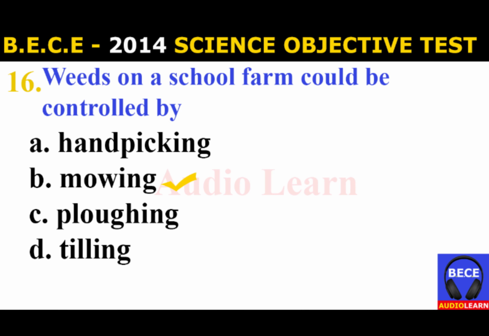Number 16. Weeds on a school farm could be controlled by A. Hand picking, B. Mowing, C. Plowing, D. Tilling. And the answer is B. Mowing. Weeds on a school farm could be controlled by mowing.